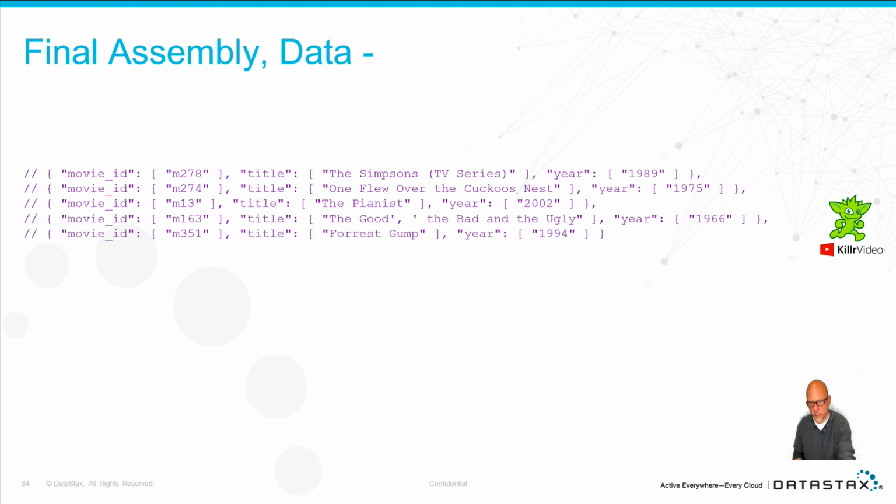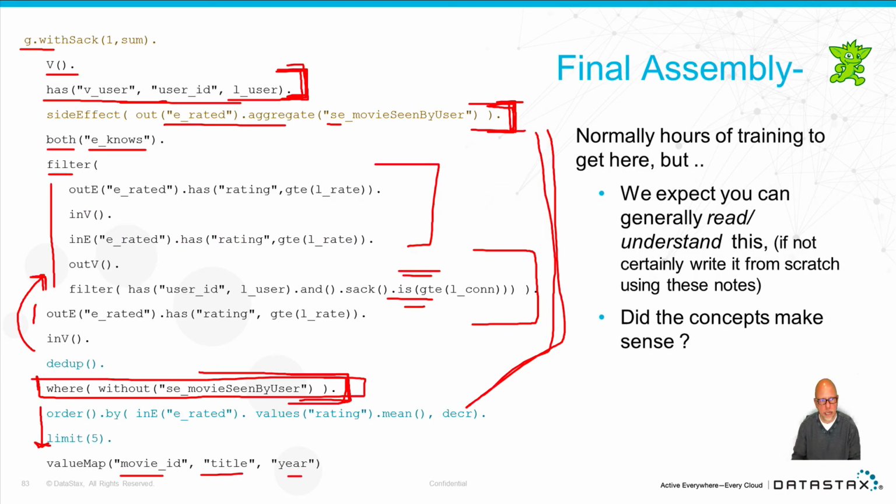So based on this data set, is that the Simpsons movie? I'd have to look that up. One Flew Over the Cuckoo's Nest, The Pianist, The Good, I don't even know. Oh, The Good, the Bad, and the Ugly. Of course I know what that is. And then Forrest Gump, fabulous film, 10 or 11 Academy Awards. And that is this query.